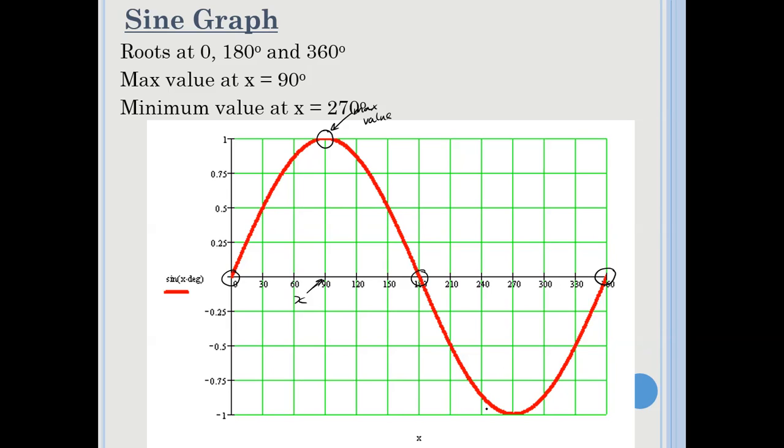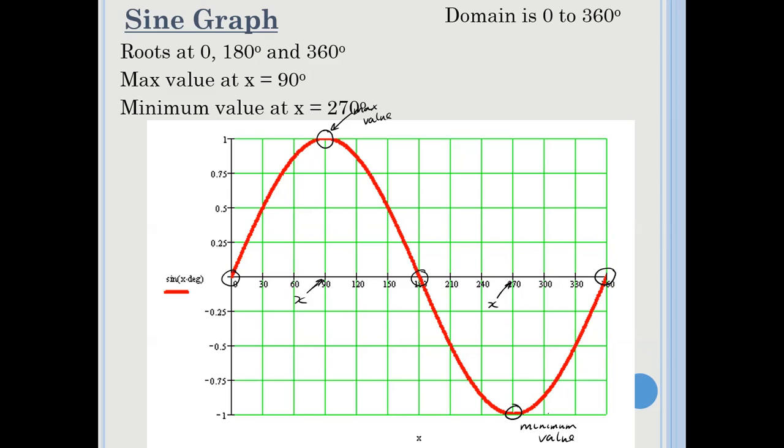It's got its minimum value at x equals 270 down here. So we can see that that appears at -1. So its highest value is 1, lowest value -1.